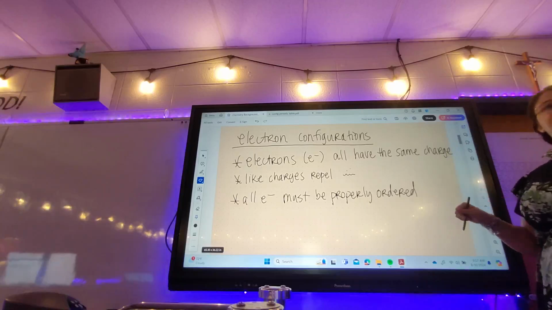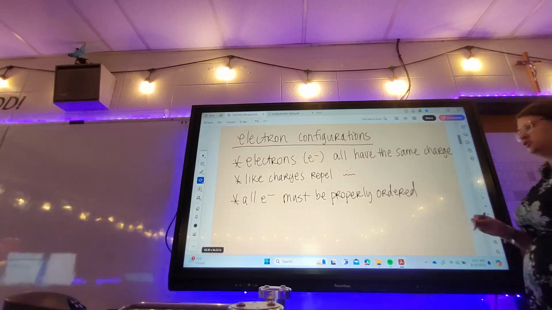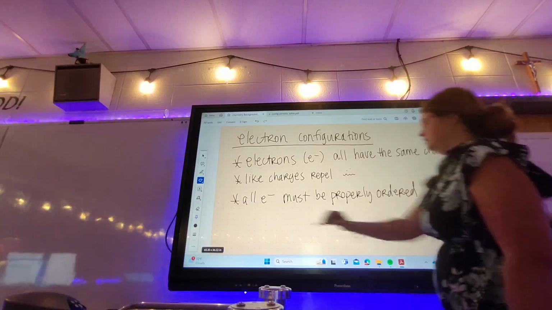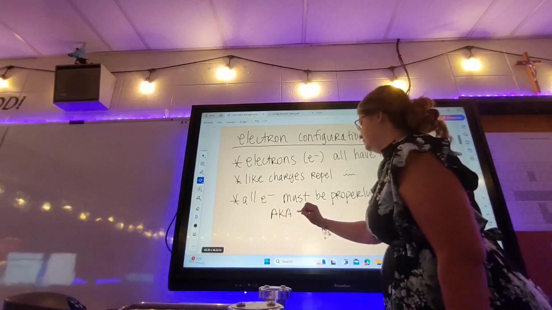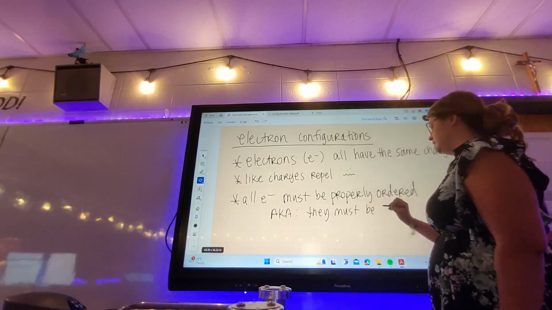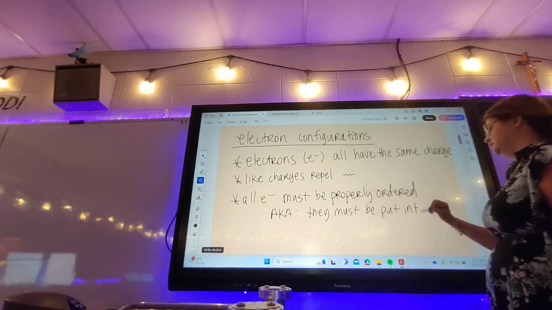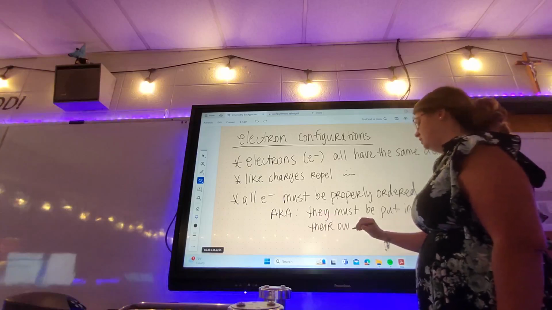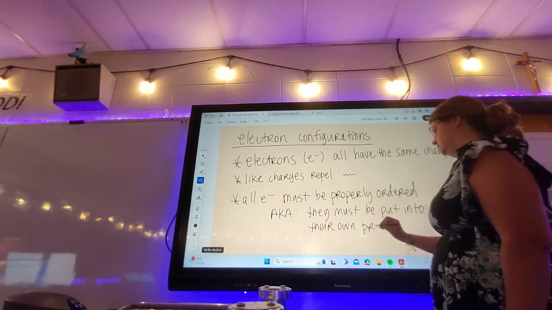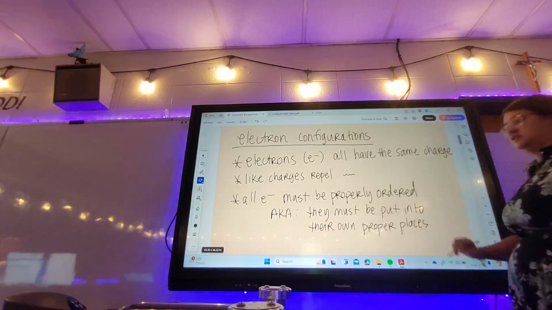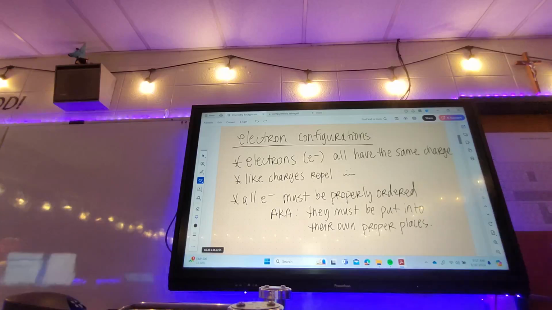So to prevent that in the electrons, they must be properly ordered. Yes, sir. What do you mean by properly? That's a good question. What do I mean by that? AKA, they must be put into their own proper places. And I'll explain what I mean by the proper places in just a second. I'll let you copy that down.